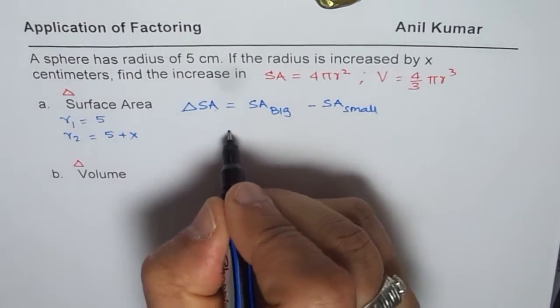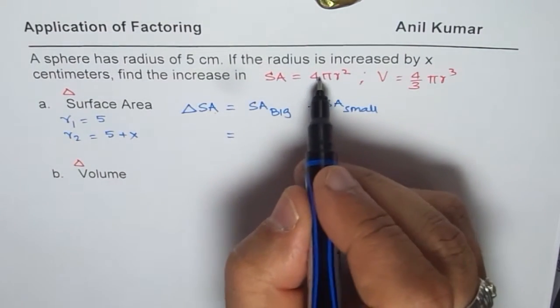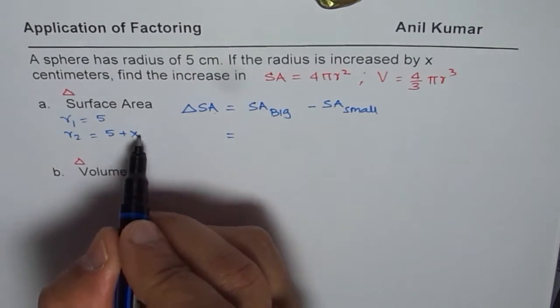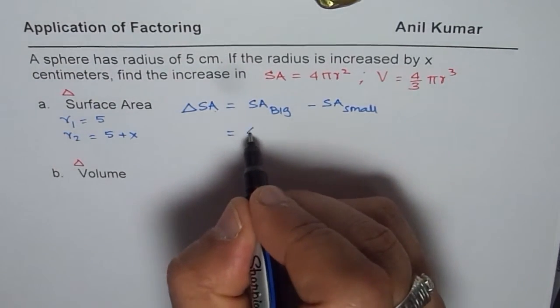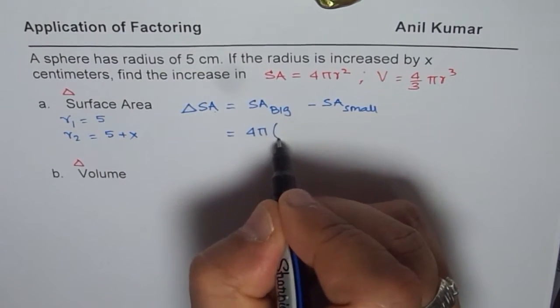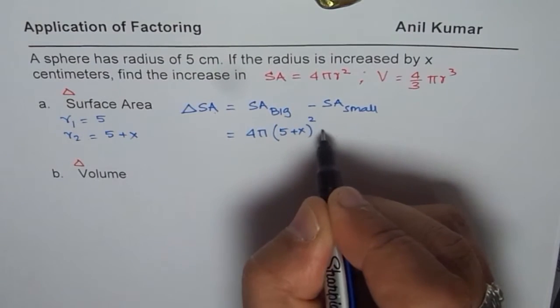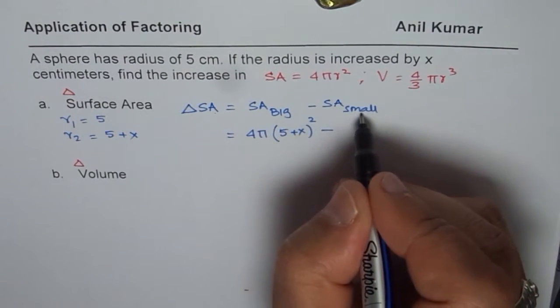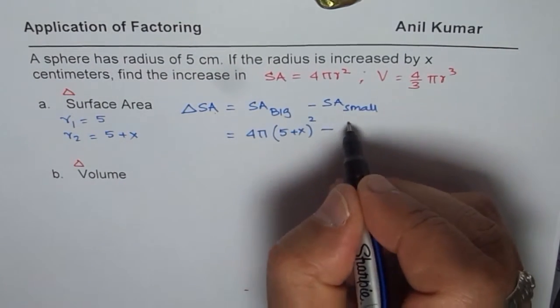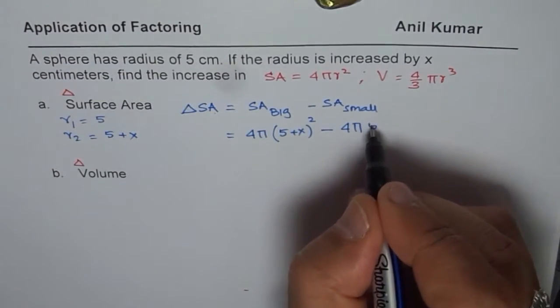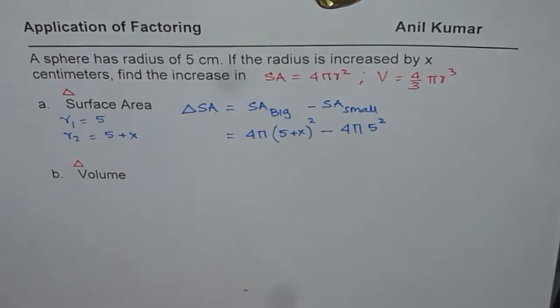So surface area for the big one is 4 pi r square, and r for the big one is 5 plus x. So we can write this as 4 pi times (5 plus x) whole square, minus surface area for the small one, which is 4 pi r square, where the radius is 5. So we say 5 square.